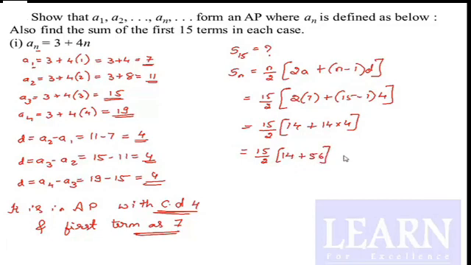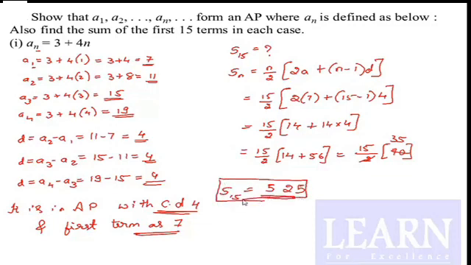What is this 14 plus 56? It is 70. So 15 by 2 into 70. So 2 ones are 2, 2 thirty-fives are 70. So what is this 15 into 35? 5 fives are 25, and 5 and this thing, it is 525. So the sum of 15 terms is 525.